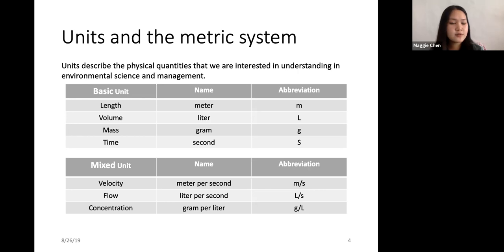There's different types of units. Along with the basic ones, there's also mixed units, which could be like velocity, flow, or concentration. For velocity, it could be meters per second, which could also just be abbreviated as lowercase m slash lowercase s. So there's a lot of different units that we'll be working with, but these are some examples of them. And it's important for us to have units in our final answers so we know what we're looking at.